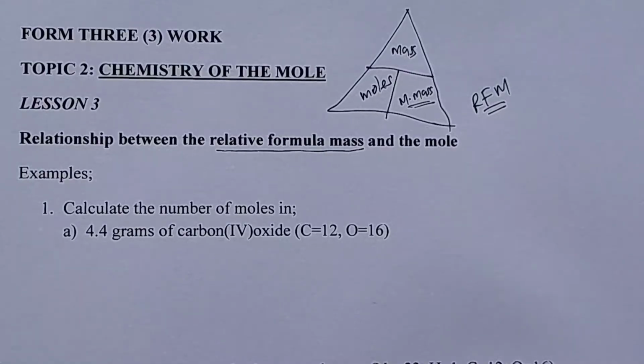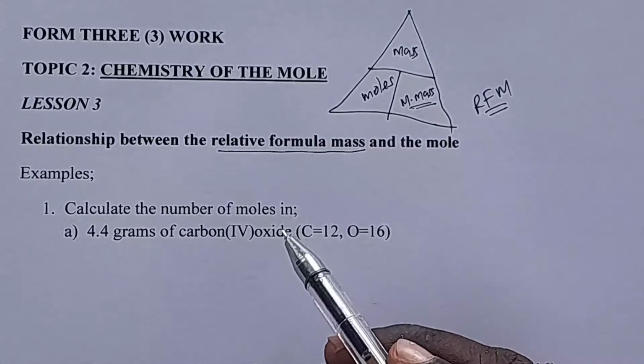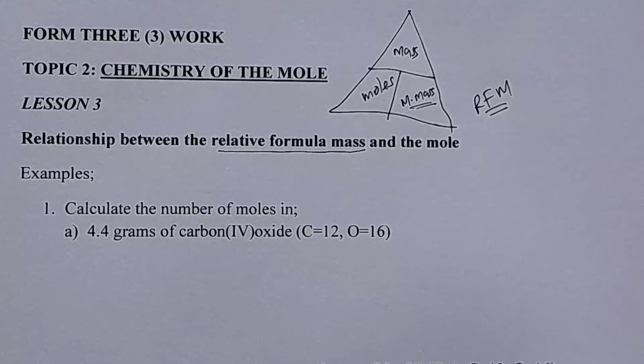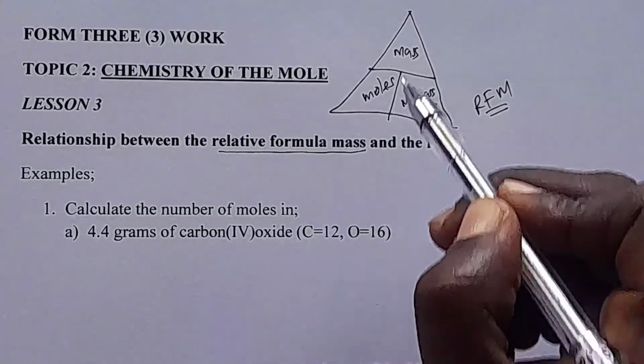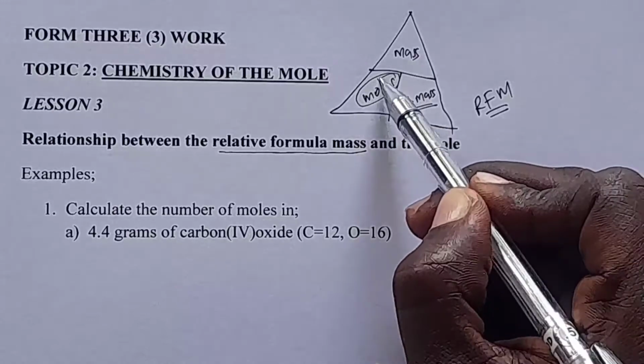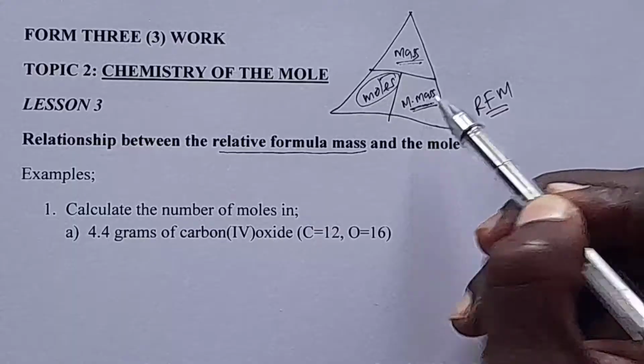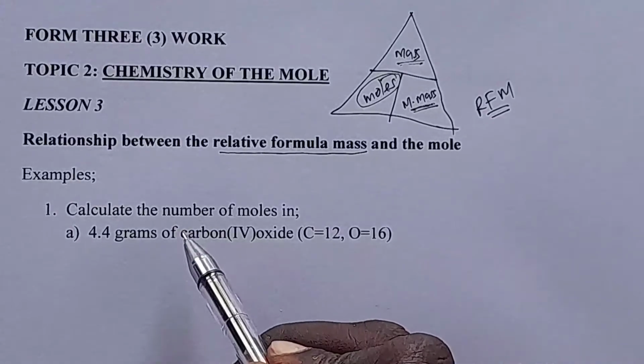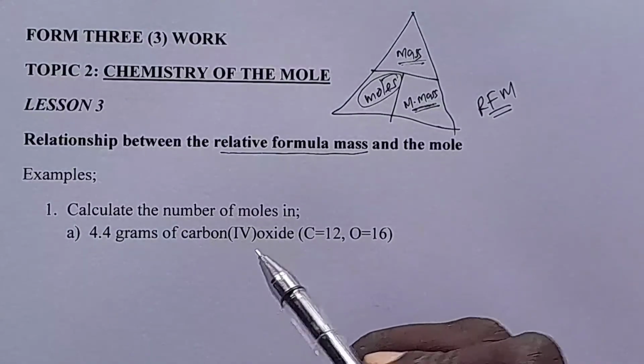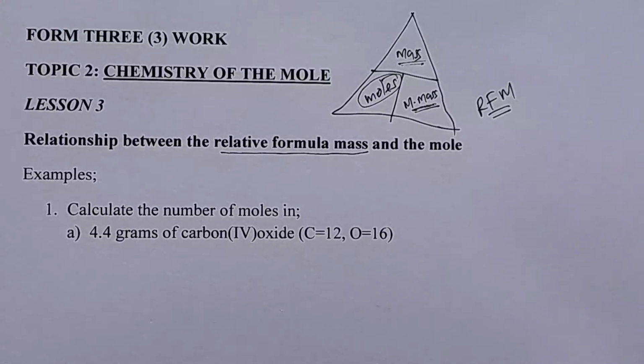Okay, to start examples, we are told calculate the number of moles in 4.4 grams of carbon dioxide. So I'm told the number of moles. If I want to calculate the number of moles, I have to take first of all the mass, then I have to divide by the molar mass. In our case here, I'm dealing with a compound like carbon dioxide. I will look for the relative formula mass, the RFM, of that carbon dioxide.